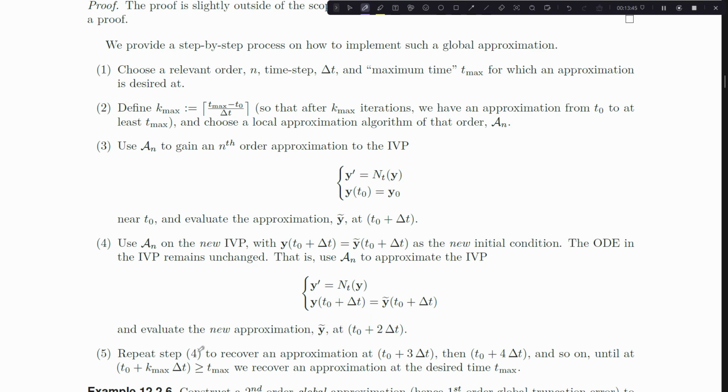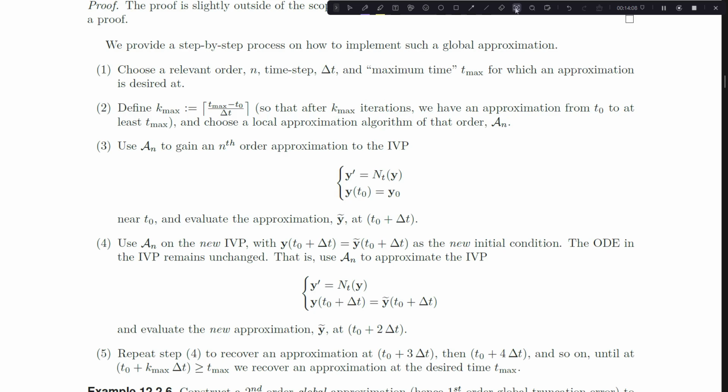And then finally, step 5, we can repeat this step to construct a new IVP at every new time in the future, right? This is going to start at 2 delta t, and then it's going to move to 3 delta t, then it's going to move to 4 delta t, and so on. And at each step, we're going to update our approximation at that specific time.